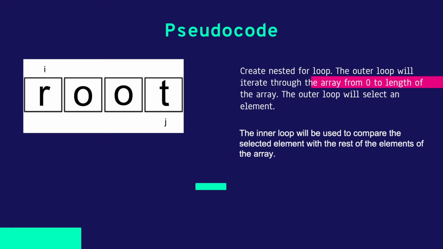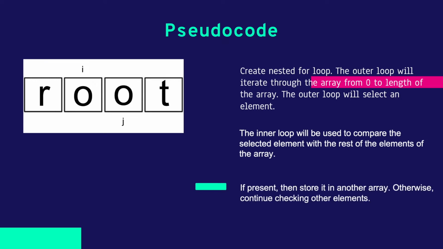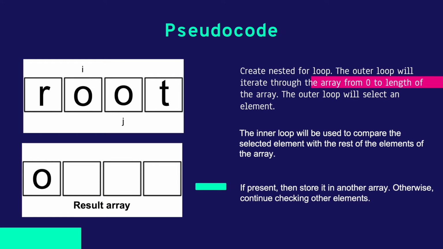J keeps increasing until it reaches the end of the array. Then I will increase by 1 to choose the next letter you want to check with the rest. And now the letter at I and J is the same, and so that letter will be stored in a result array, so later we can print it out, and the loop keeps continuing until I reaches the end of the array.